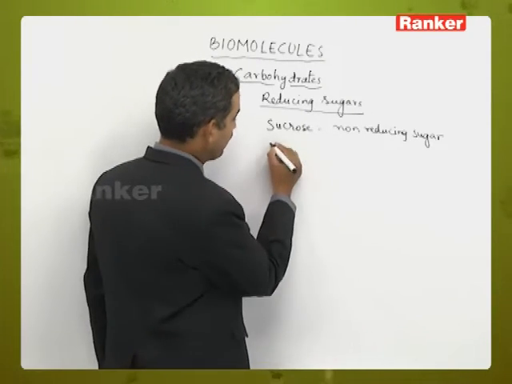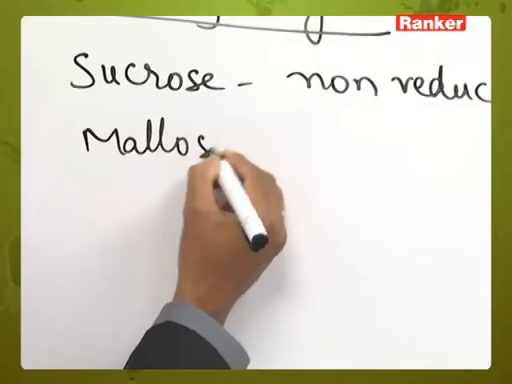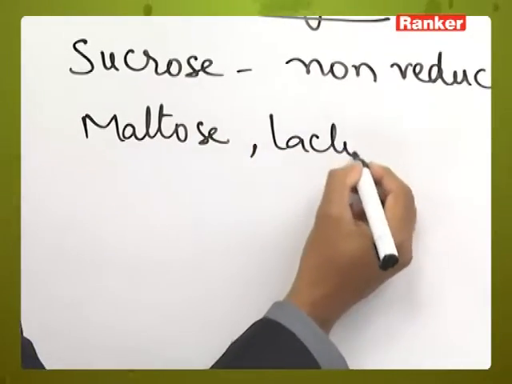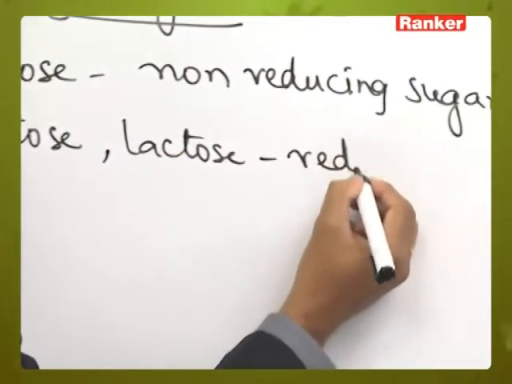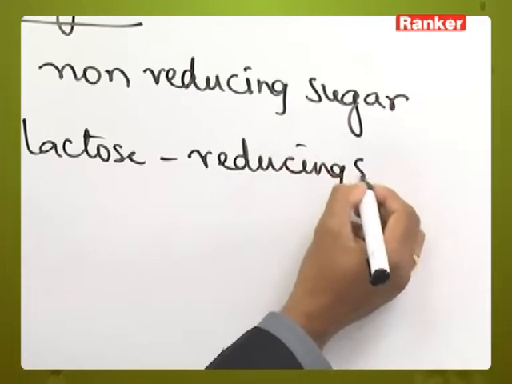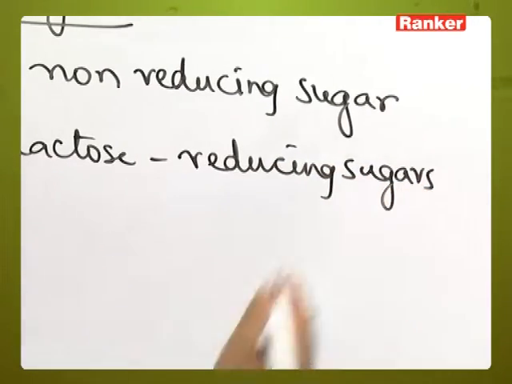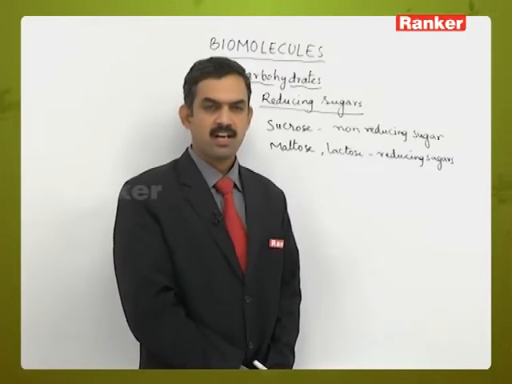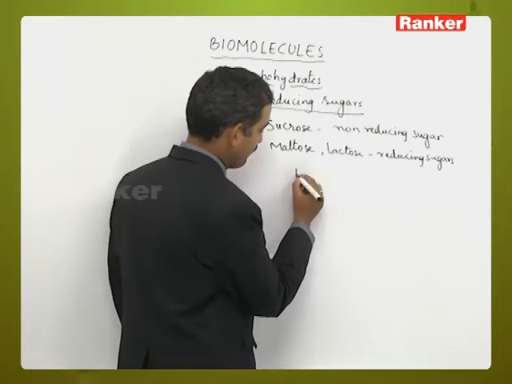Whereas all others like maltose and lactose are reducing sugars. In this aspect, Fehling's or Benedict's solution.